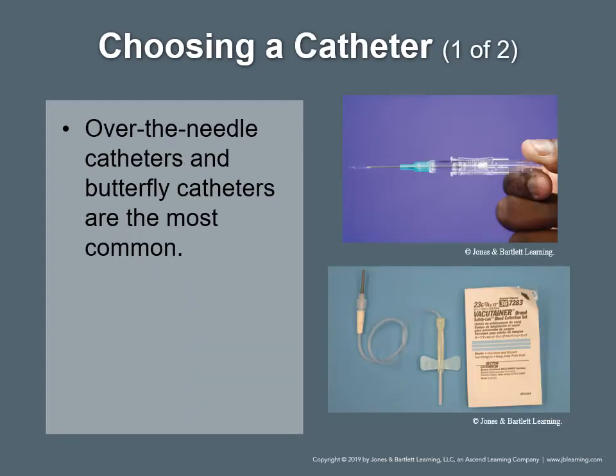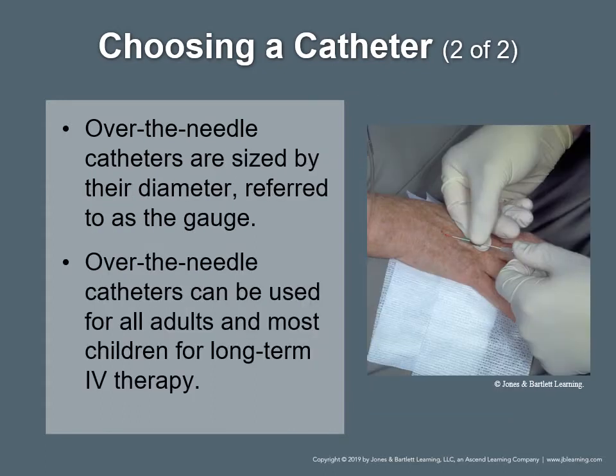Choosing a catheter. Over-the-needle catheters and butterfly catheters are the most common. Catheter selection should reflect the need for IV administration, the age of the patient, and the location site. Over-the-needle catheters are sized by their diameter, referring to the gauge. Select the largest diameter catheter that will fit the vein you have chosen, or that will be the most appropriate and comfortable for the patient. The more distal the IV site, the smaller the catheter.